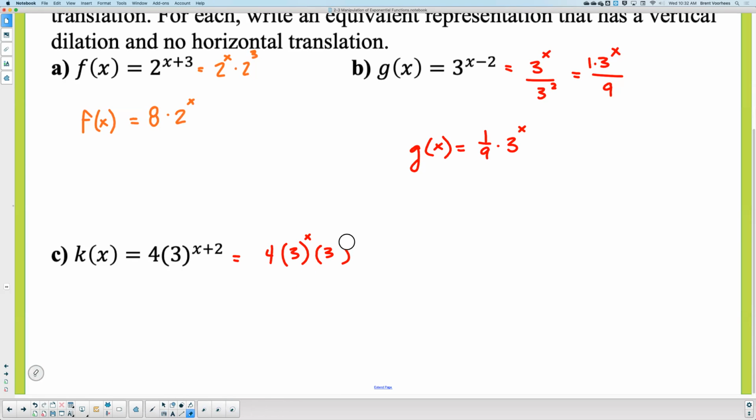It should stay consistent, so I can simplify. What is 3 squared? That is 9. So that's 4 times, I'm going to take away the parentheses, times 9. Can I simplify any further? Yes, of course we can. So what is 4 times 9? 36. I can't simplify those because they don't have powers. Times 3 to the power of x. There we go.